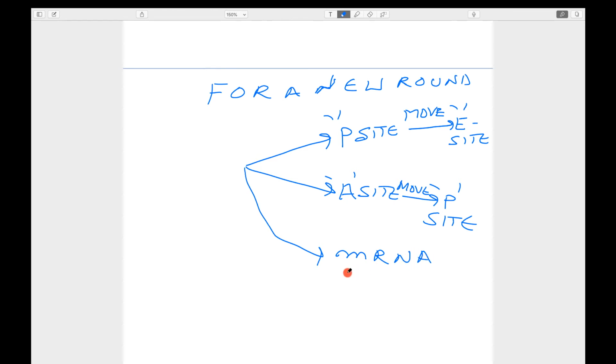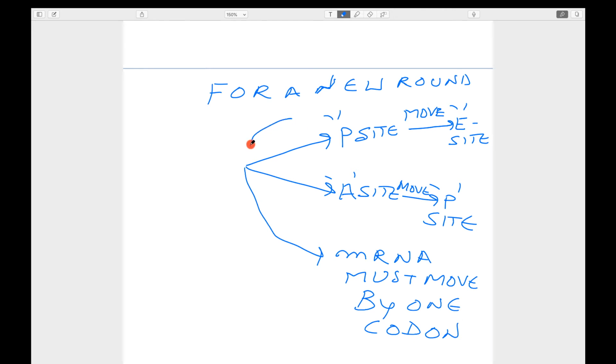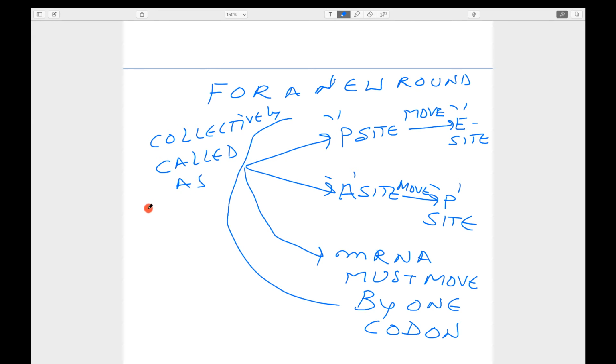The messenger RNA must move by one codon, because a new codon has to be there and a new amino acid has to be incorporated. All these aspects are collective reactions, collectively called translocation. That is the stage 3 of this elongation process.